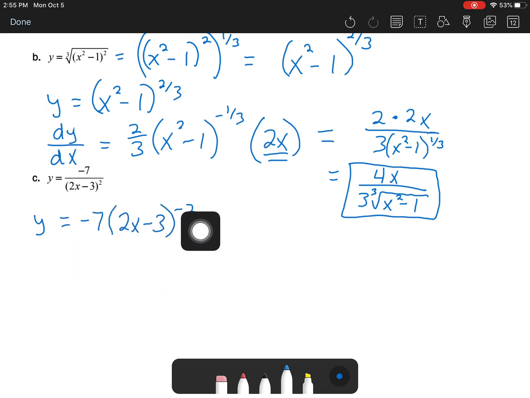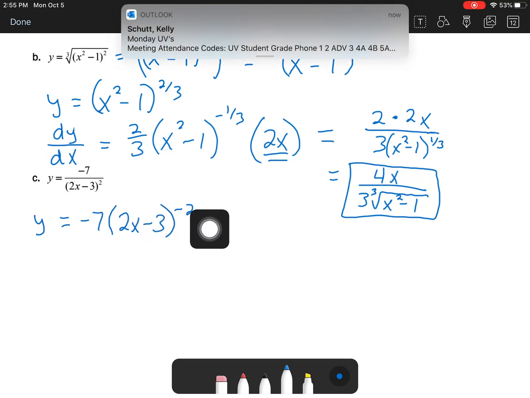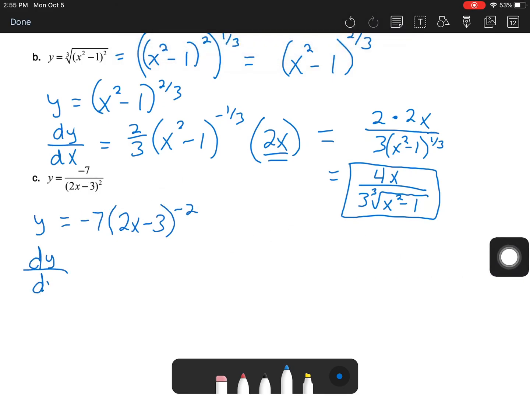and then I don't really even have to do a product or a quotient rule here. I just do my power rule here. So I'm going to multiply that 2. So when I do my derivative now, the outer function is the negative 2 power, the inner function is the 2x minus 3.